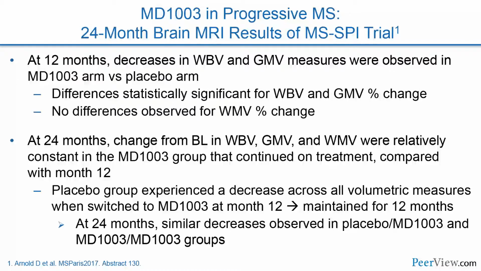In the MS Paris 2017 meeting, the results of the brain volumetric MRI follow-up sub-study showed volumetric analyses performed independently and blindly by 2 different reading centers indicated a decrease in the loss of brain volume and gray matter volume in the MD1003 arm as compared to placebo. A decrease in the loss of these volumes was also observed in the placebo group switching to MD1003. No difference between groups was observed at month 24, after the placebo arm had been switched to active treatment.